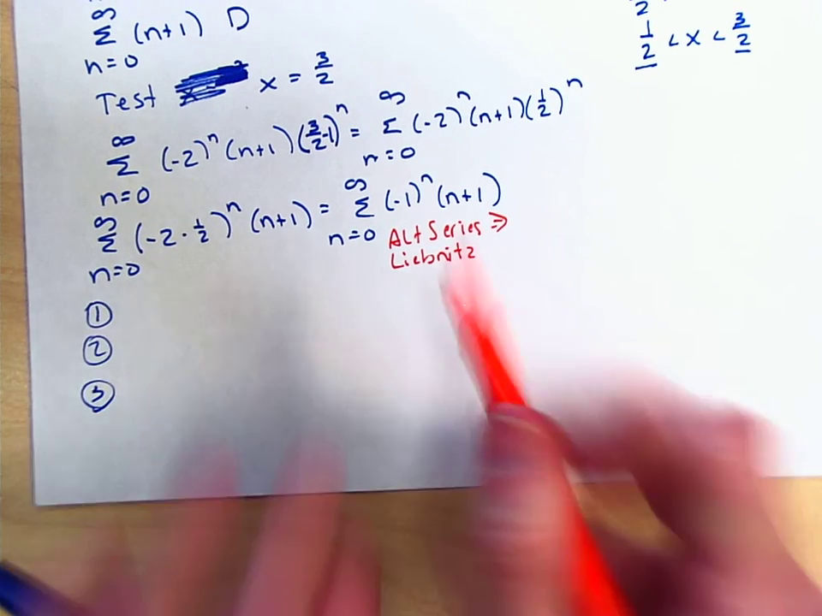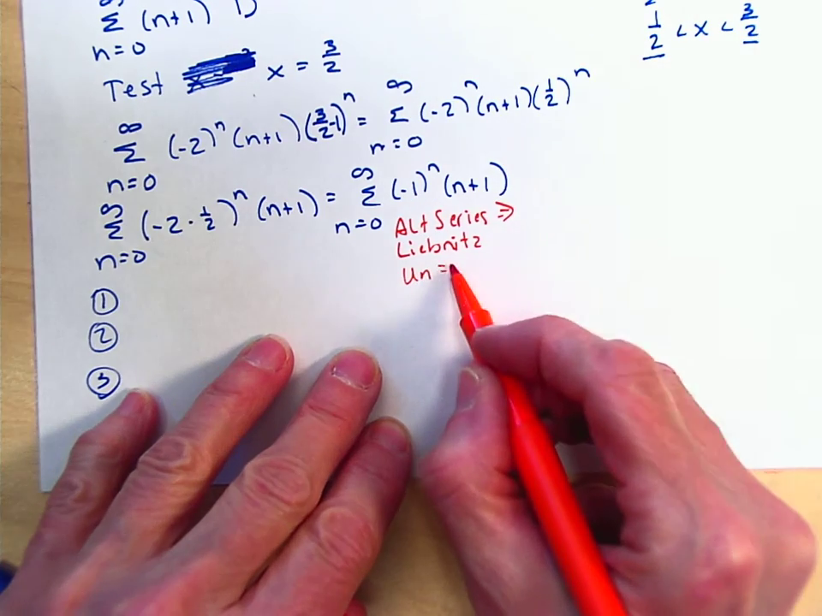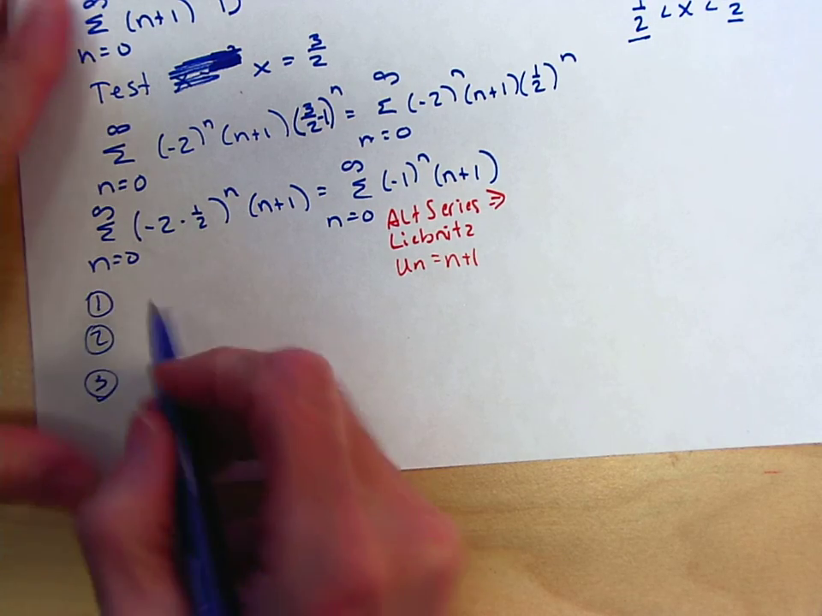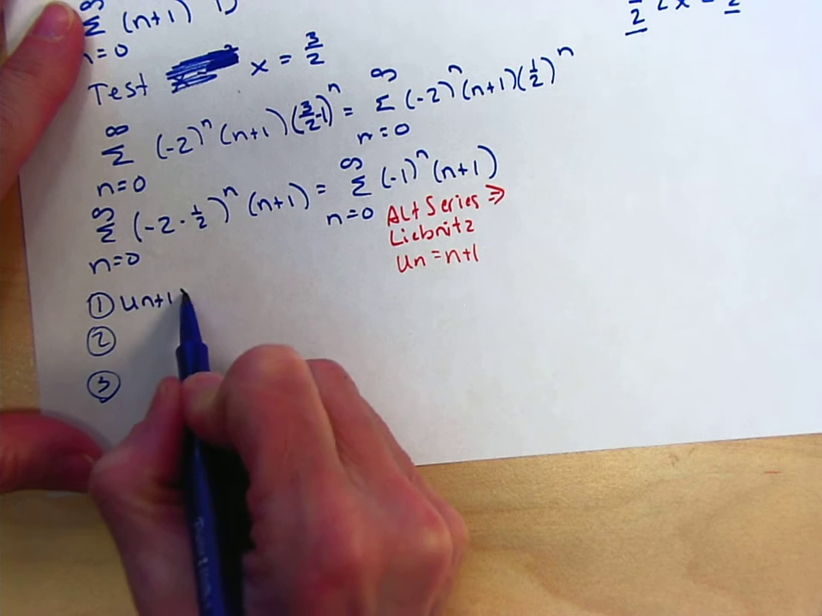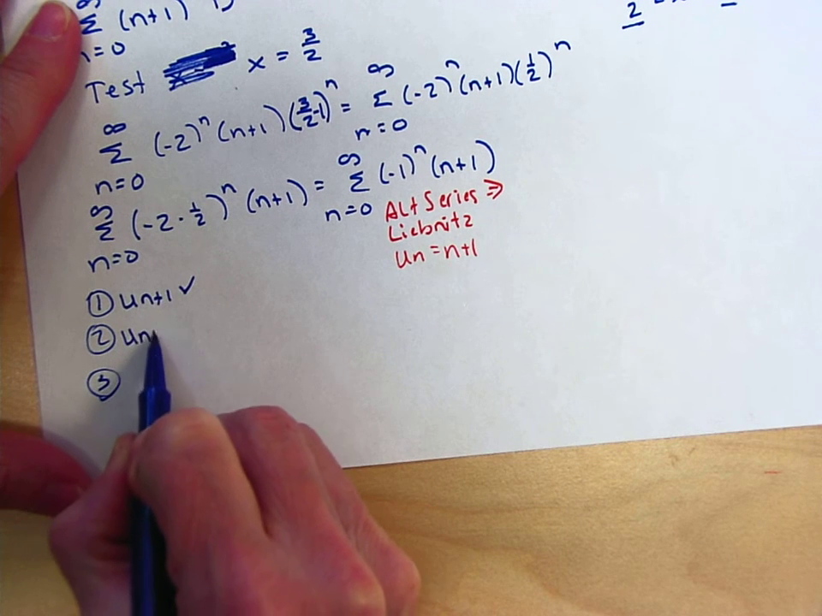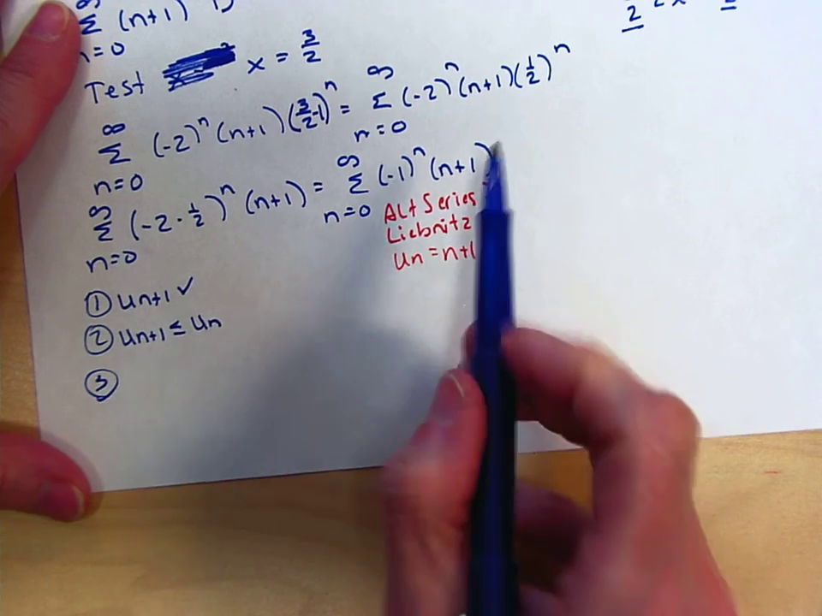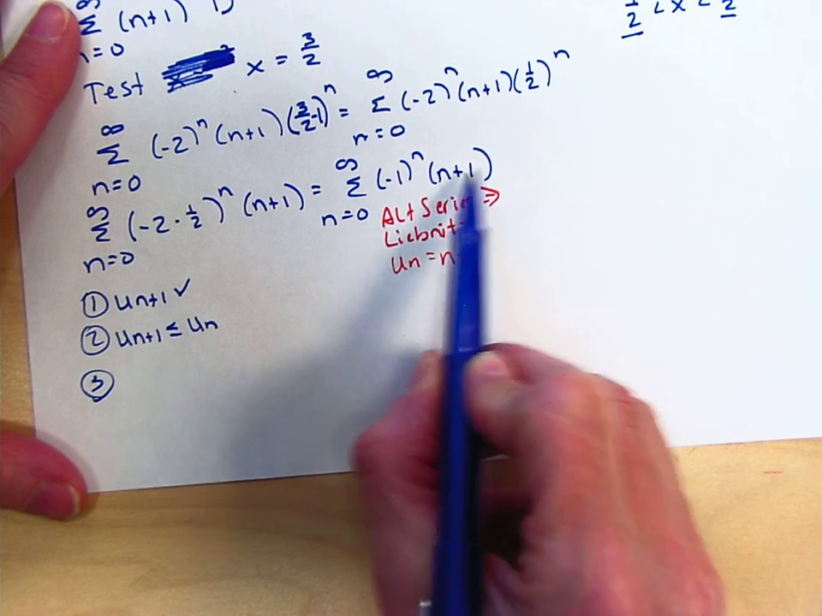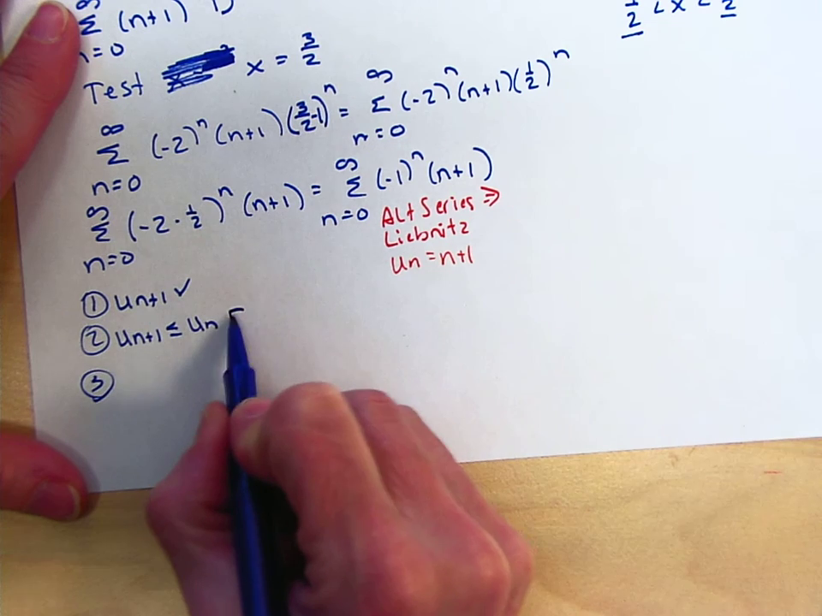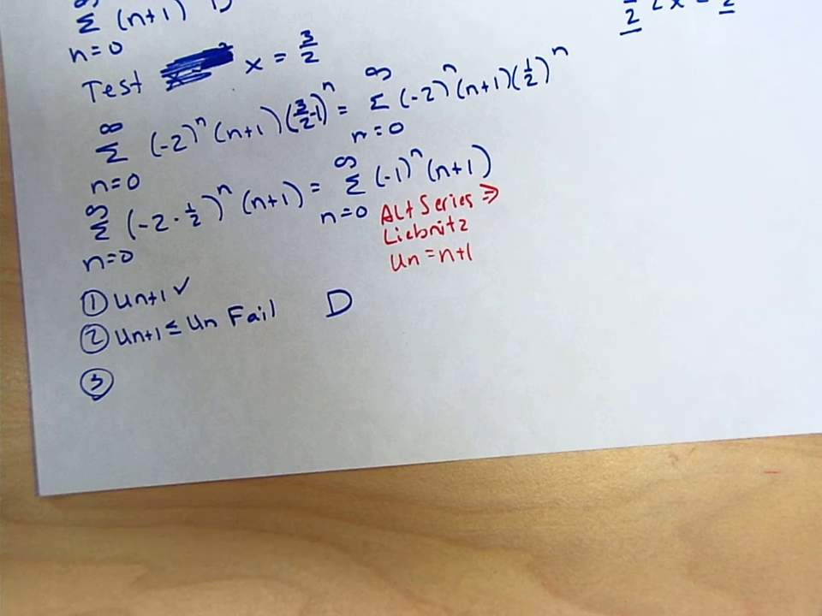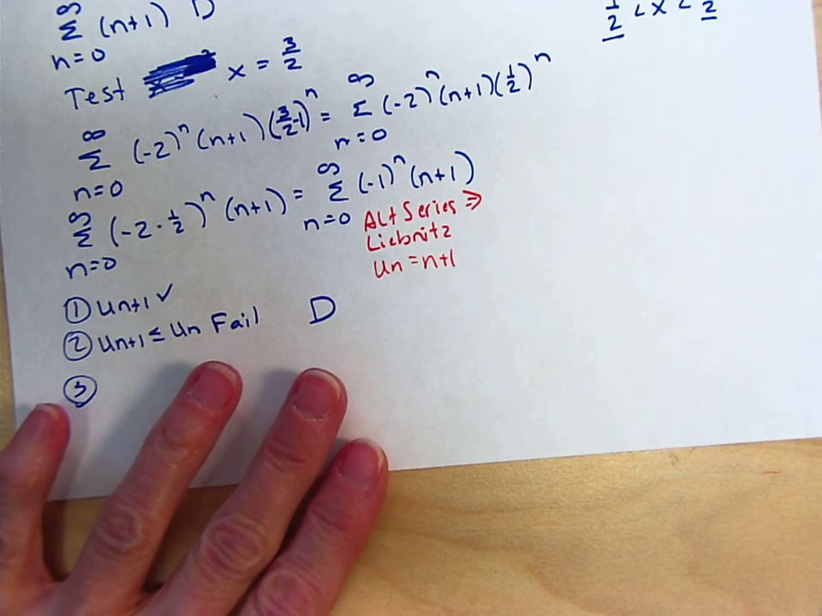So my u sub n is just the n plus 1. All the u sub n's are positive, so check for that. Now, is u sub n plus 1 less than or equal to u sub n? Well, that answer is no, because these terms are growing, not shrinking. So we fail here. That means we're divergent at that endpoint. So we're actually divergent at both endpoints.